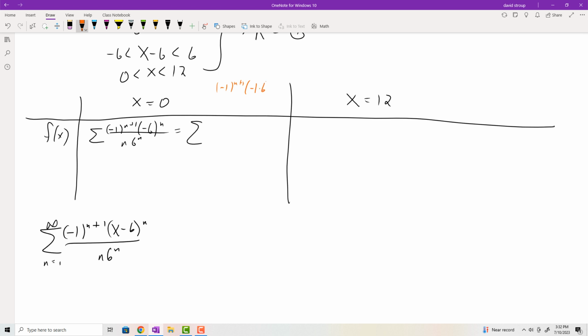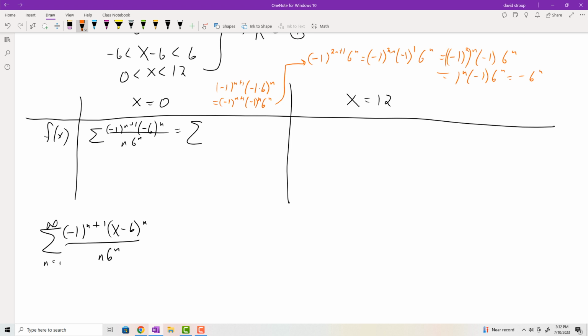-6 to the n is -1 times 6 to the n. So I got -1 to the n plus 1 times -1 to the n times 6 to the n. And then that will be -1 to the 2n plus 1 times 6 to the n. I'm going to bust that into -1 to the 2n times -1 to the 1 times 6 to the n. -1 to the 2n is the same as -1 squared to the n. -1 squared is +1. So you get +1 to the n times -1 times 6 to the n. In other words, you just get -6 to the n.